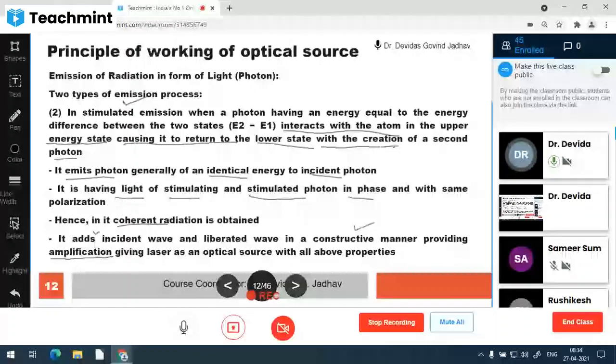If you have studied wave theory, there are two types of addition. One is constructive, one is destructive. One is cancellation, one is addition. So this is amplification. So light amplification by stimulated emission of radiation is nothing but laser. So this stimulated emission is observed in laser, light amplification by stimulated emission of radiation.